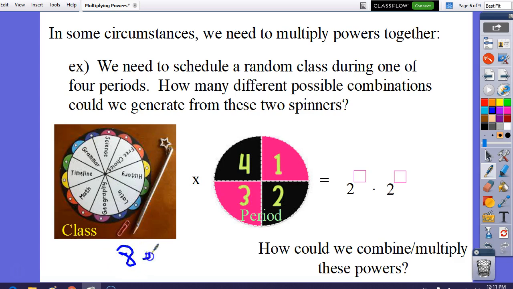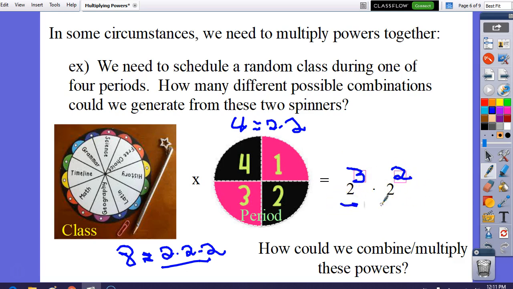And 8 is equal to 2 times 2 times 2. Okay, remember that for now. 2 times 2 times 2, that's what 8 equals. If I look over here, there are 4 class periods that we could choose from randomly. So 4 is equal to 2 times 2. So if we think about this in terms of exponents, 2 to the third being 8 and 2 to the second being 4, these two numbers we can multiply together.